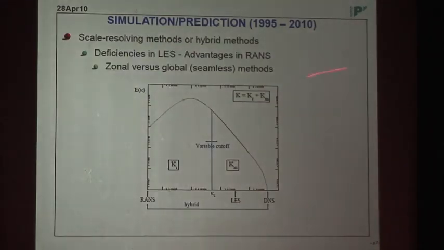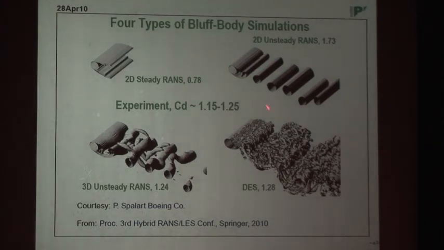Identifying noise sources. For the hybrid methods, the big thing coming up is whether you use zonal methods, that is, you pick a region of the flow and draw a line and try to interface between LES and RANS, or to use global or seamless methods, where it's a smooth transition based on the modeling you have. So that requires you to go from a cutoff up to DNS resolution or RANS resolution. And just to show you why you need this, here's a 2D steady RANS of flow over a cylinder, 2D unsteady RANS, you get some structure, 3D unsteady RANS, a little more structure, but you still don't get the right answer, and that's something like a hybrid method. One of the most popular is detached eddy simulation.